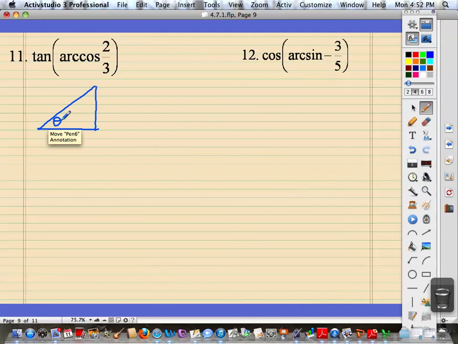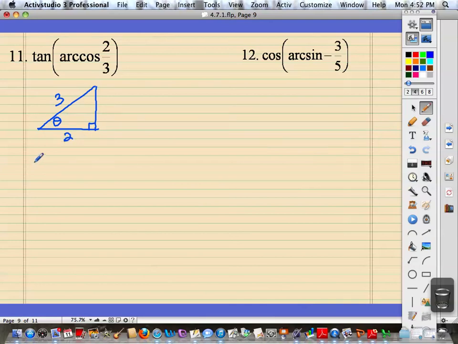Remember, arc cosine means the cosine of something is 2/3. Well, if this is my theta, cosine would be adjacent over hypotenuse. The tangent of this theta would be opposite over adjacent. So we're going to use this to figure out, this represents some angle, and the angle down here is now the theta. So we need to know what this opposite side is.